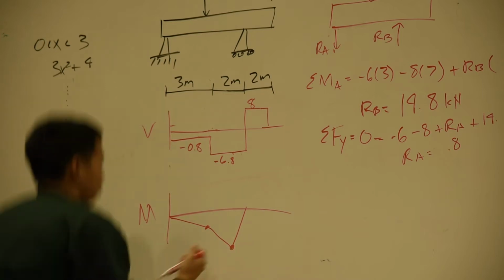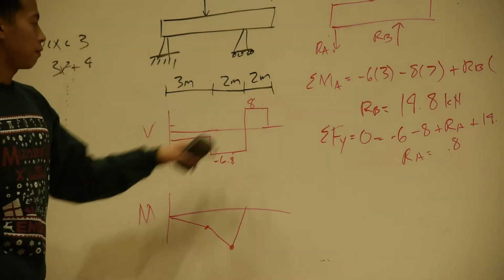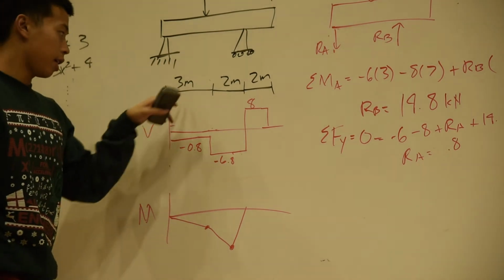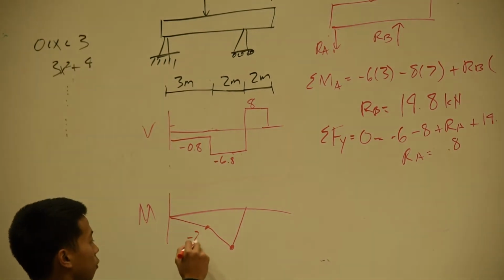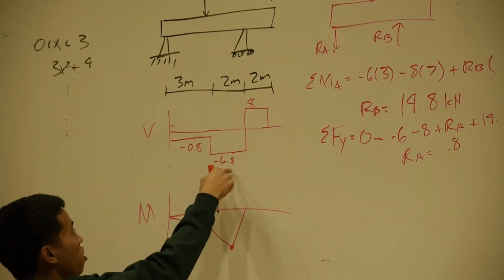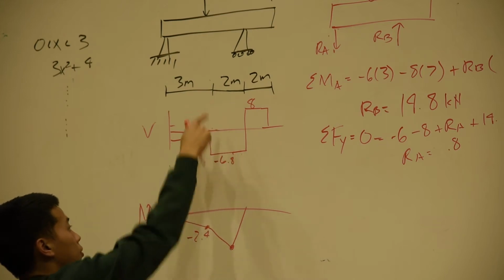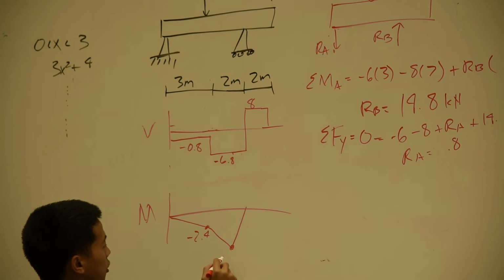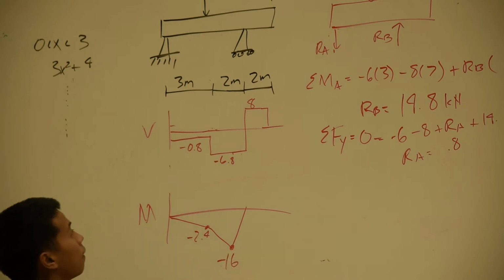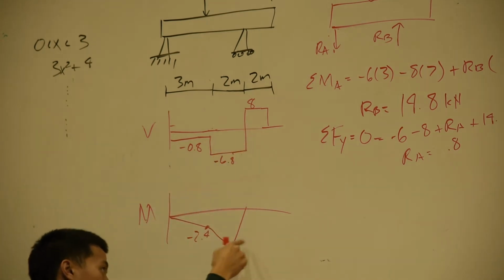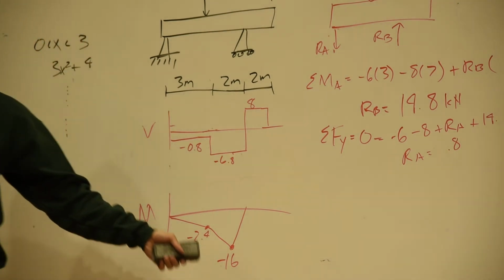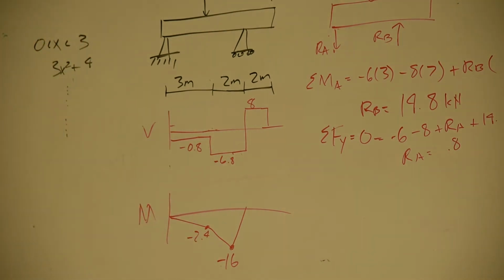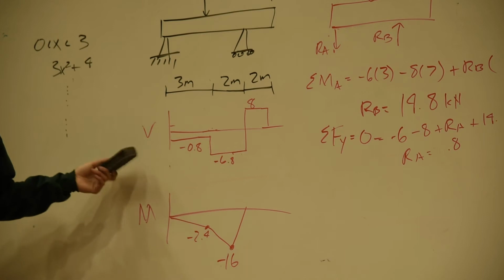Okay. If you want to find these points, you can just figure out the areas. So 0.8 times 3, you get negative 2.4. You add on another 2 times 6.8, so that's 13.6 plus this gets you 16. And then 2 times 8 will get you positive 16, and you come all the way back to 0. Any questions on how I do these?